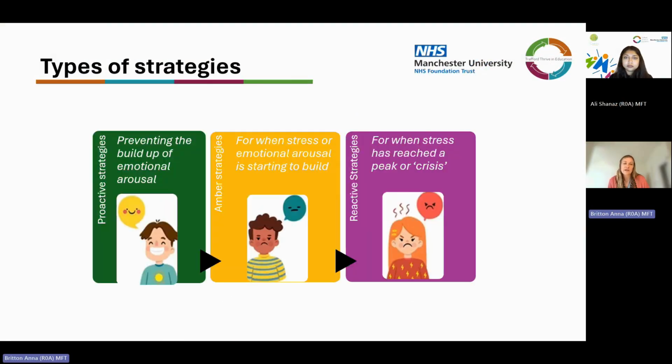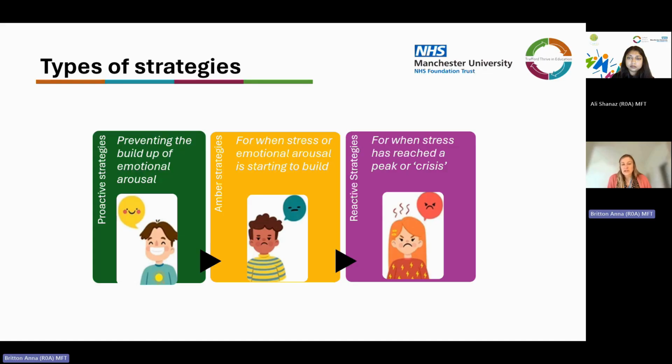On the next slides are some different types of strategies to use at different points on that crisis curve. So we've got the proactive strategies, a lot of which Shanaz went through when we were looking at the sensory strategies. Even if your child doesn't appear to immediately have any sensory difficulties, they will have a sensory profile and they will have sensory preferences, because we all do. And I think they can still be very helpful for a child who doesn't struggle with sensory difficulty.